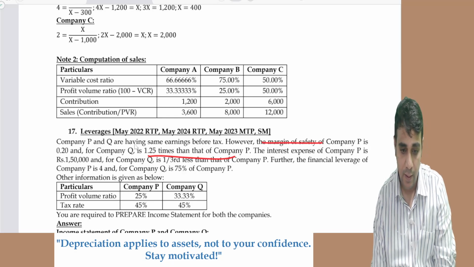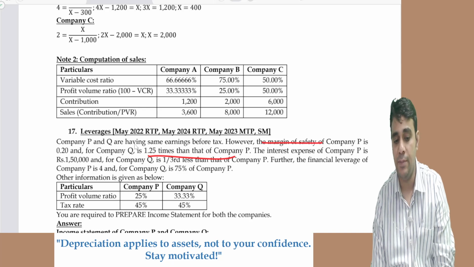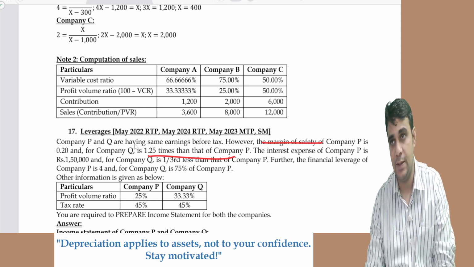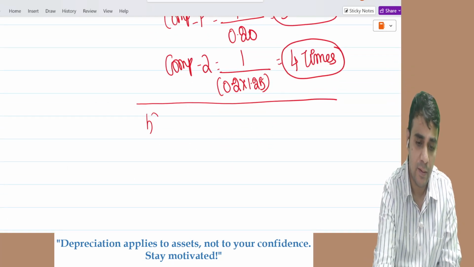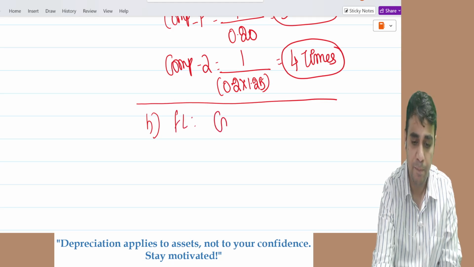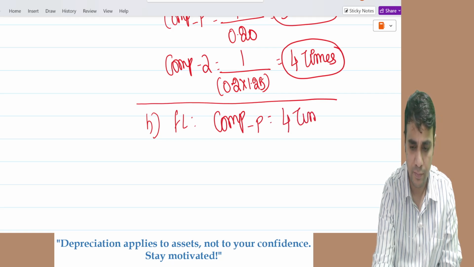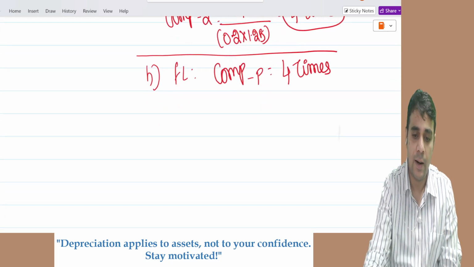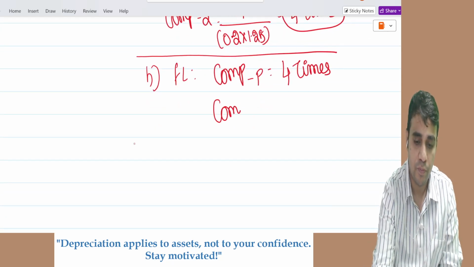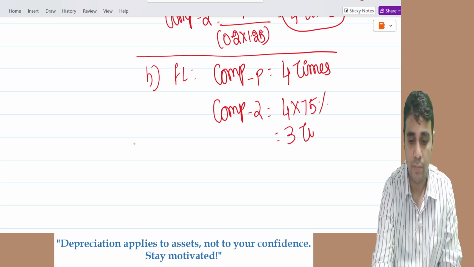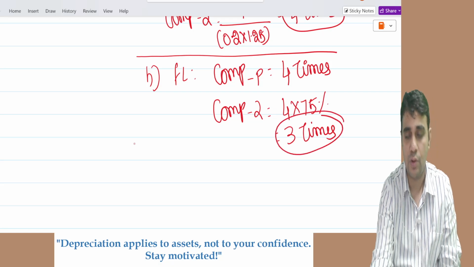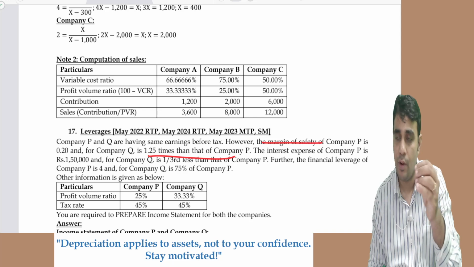Then I have FL of company P is 4 times. Company Q is 75 percentage of P. Next, FL for company P is 4 times, and for company Q it is 4 into 75%. Okay, 2 minutes. Beyond this, you are going to do it.